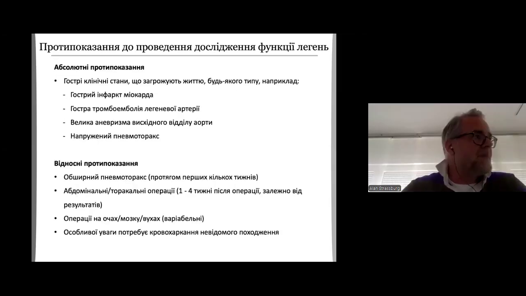If we talk about the indications, we've got to talk about the contraindications as well. The contraindications for a pulmonary function test are, as you could imagine, acute life-threatening clinical pictures of any kind. For example, an acute myocardial infarction, an acute fulminant pulmonary embolism, a large ascending aortic aneurysm, or a tension pneumothorax.